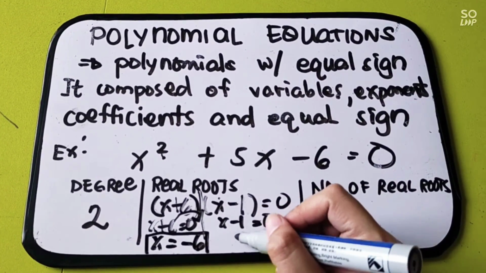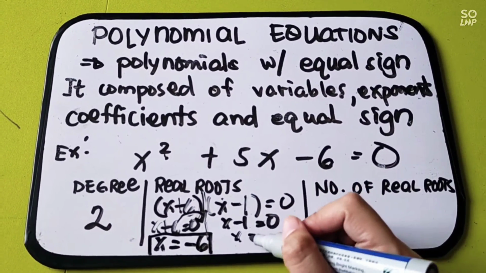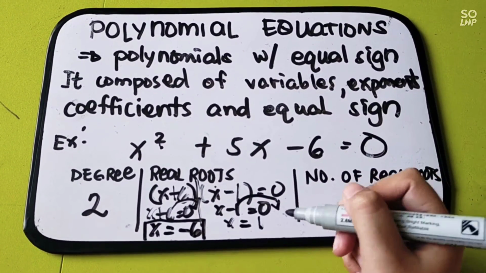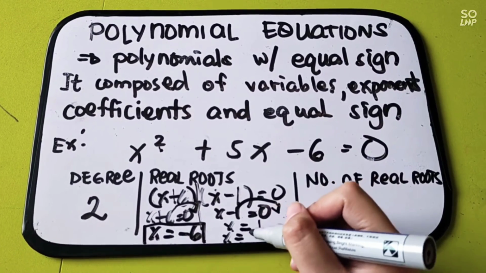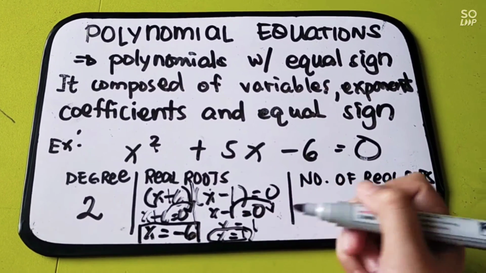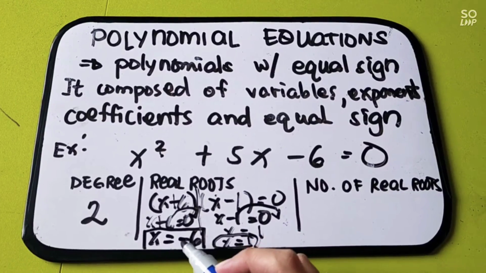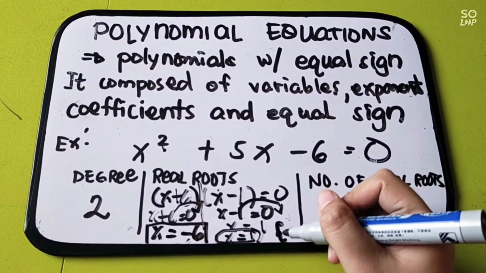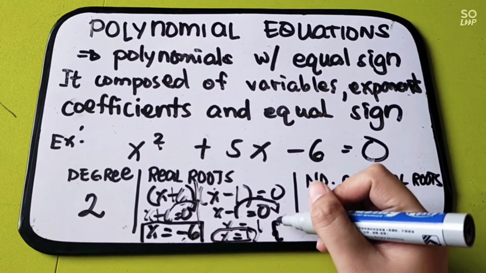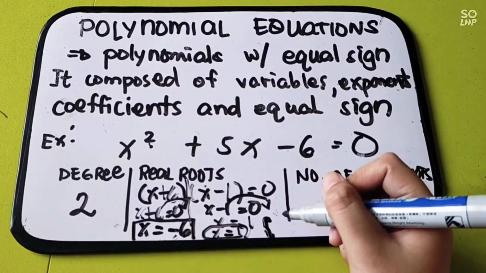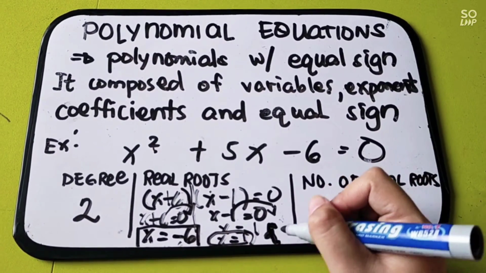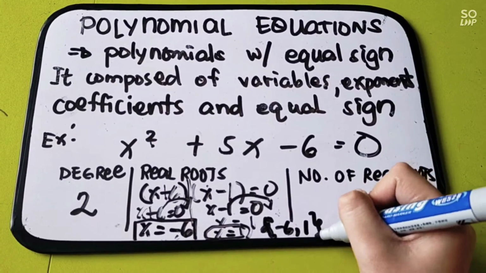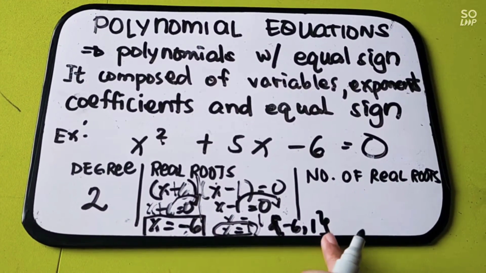The other one, we have x minus 1 is equal to 0. Transpose mo lang yung negative 1, it is positive 1. Therefore, x is equal to positive 1. That's the answer. So, the real roots are negative 6 and 1. How will you write this one? So, you will write it by using, ang tawag dito? Basta yan. So, we have negative 6 and positive 1. Braces. We are going to use braces.